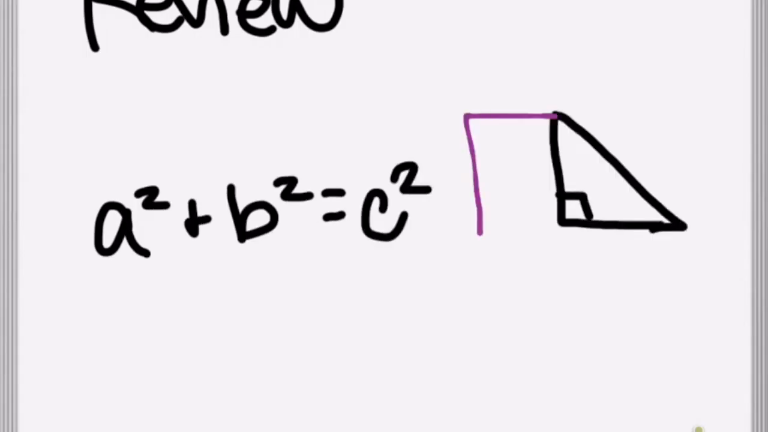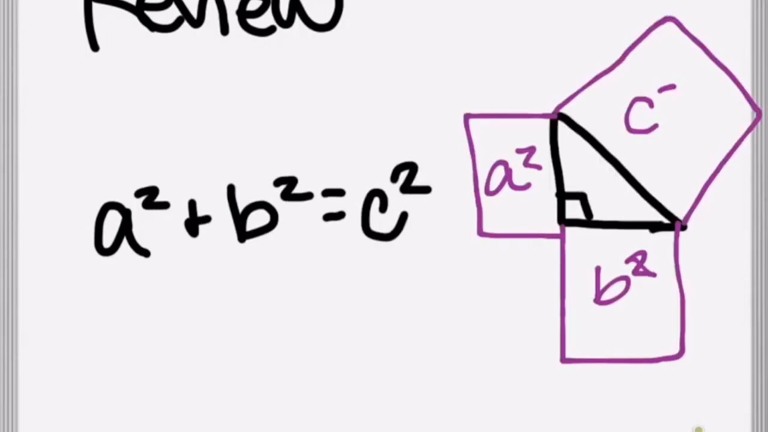As a review, a squared plus b squared equals c squared is the Pythagorean theorem, and we drew triangles with squares on them like this, okay? The two little squares add together to equal the bigger square.